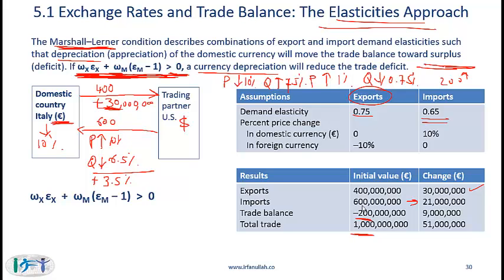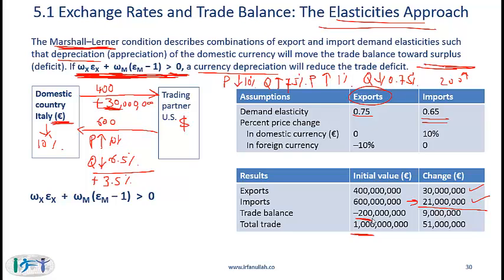So overall, what is happening? The exports increased by 30 million. The imports, again in euro terms, increased by 21 million. Note that here both numbers went up. Exports went up, imports went up, but exports went up by more than the imports, and the trade balance actually improves by 9 million because exports went up 9 million more than imports. Therefore, the trade balance now is 9 million better.